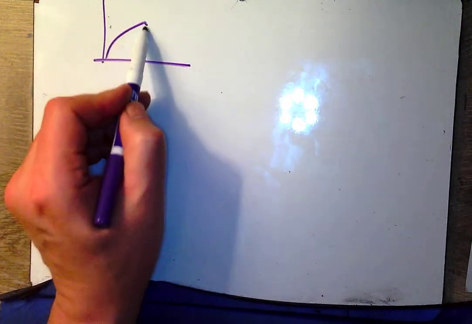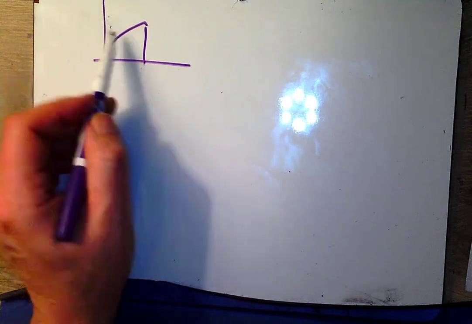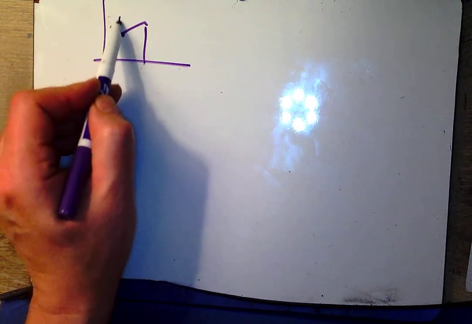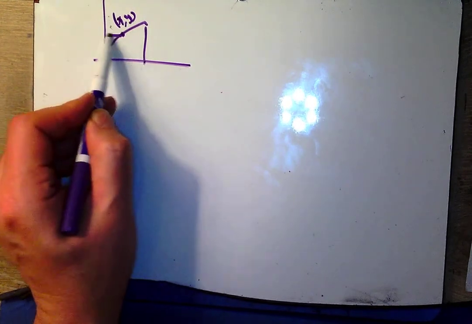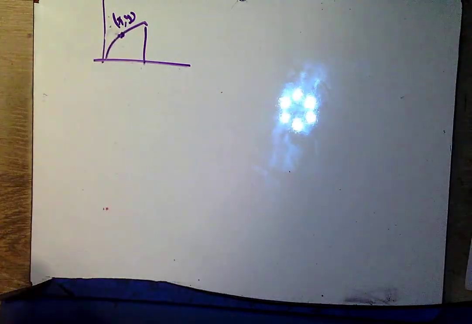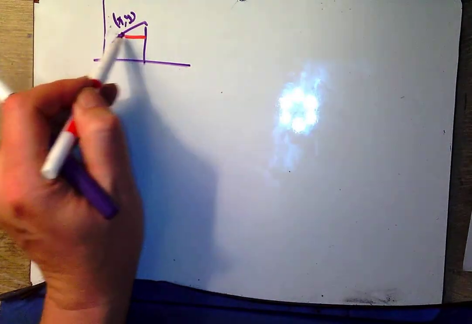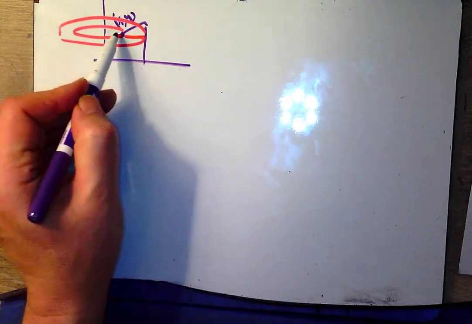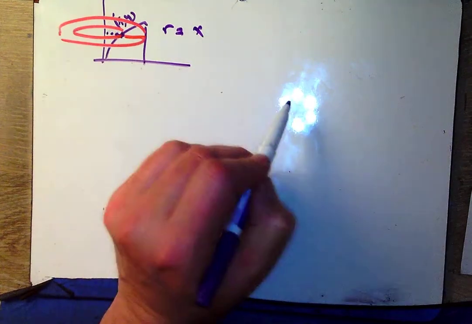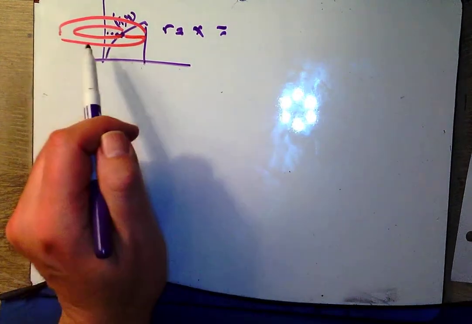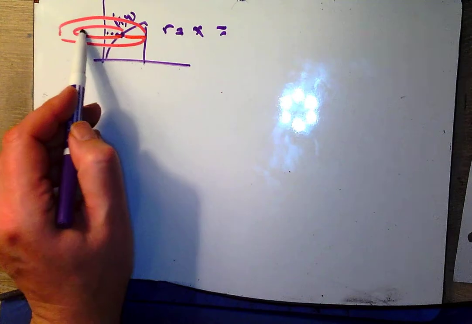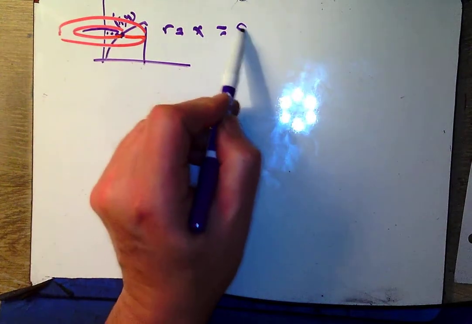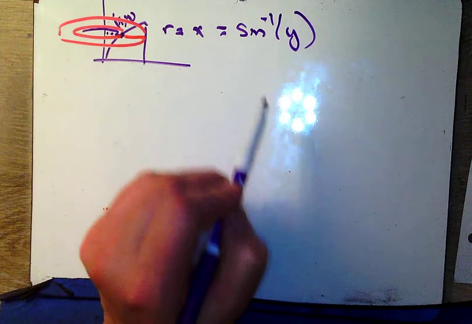Okay, number 1, region spun around the y-axis. We're taking this region, we're spinning it around the y-axis. We know that there's a point called xy. So our inner radius here is our x value. Now remember, this is a dy integral, and so we need sine inverse of y.